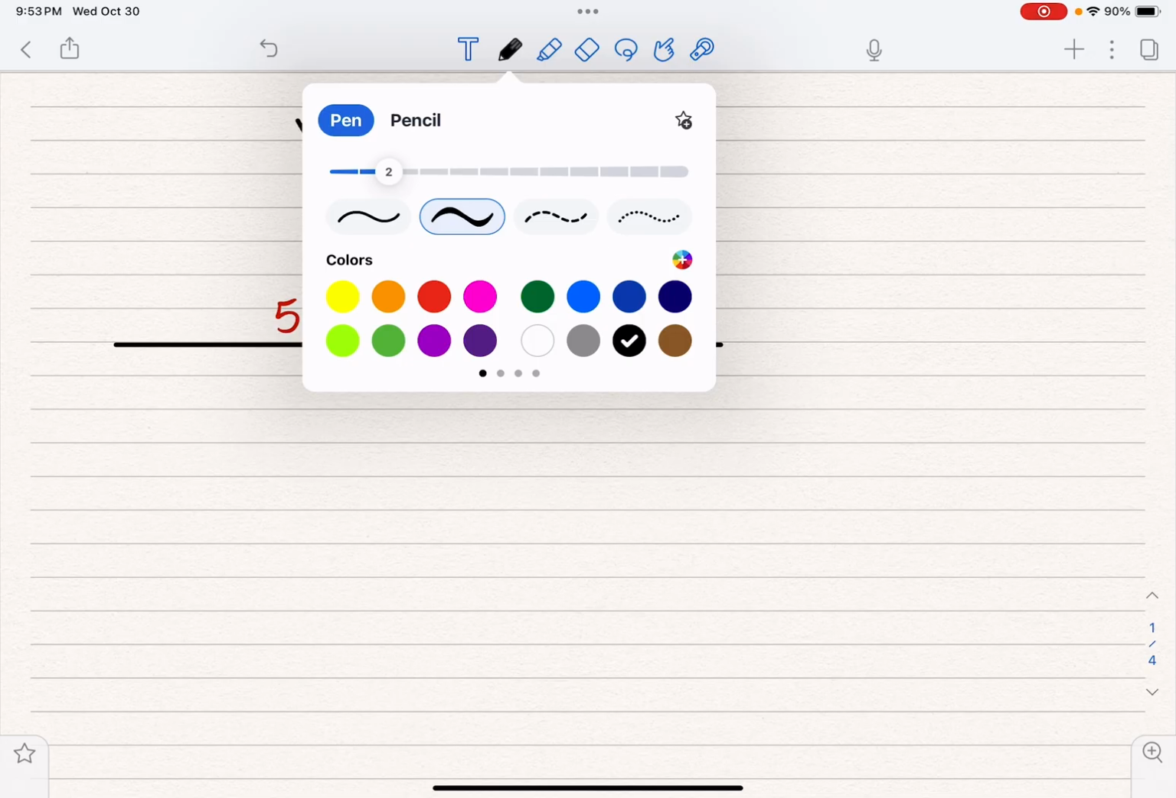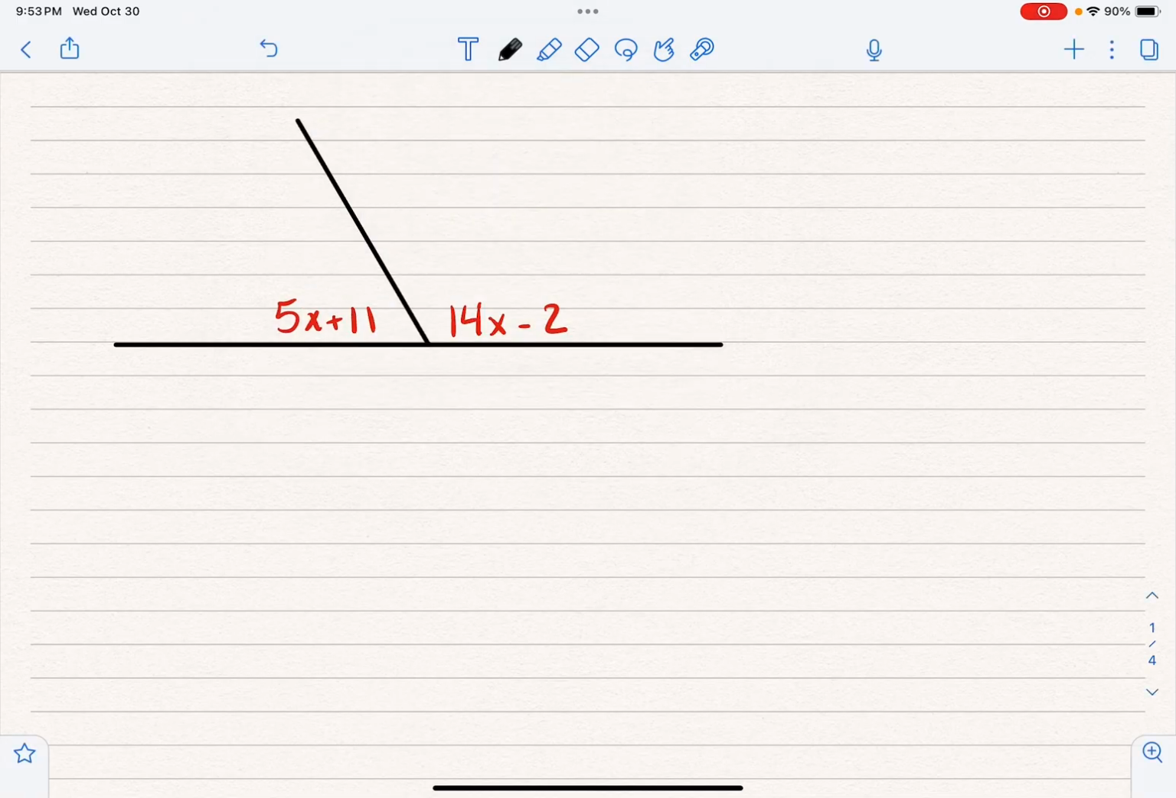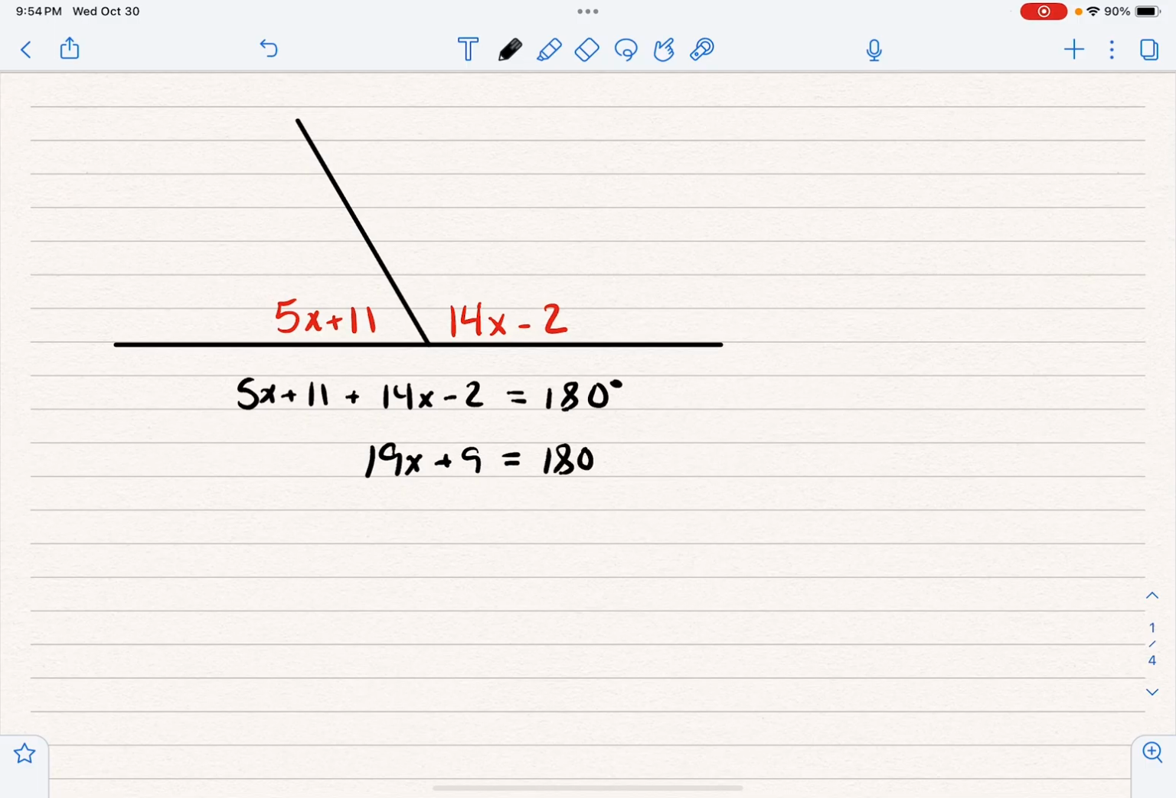And so for this first one, we can see that these are supplementary angles. And so we know then that 5x plus 11 plus 14x minus 2 must add up to be 180 degrees. We know that 5x and 14x is going to give me 19x. 11 and negative 2 is going to give me positive 9. So now we've got 19x plus 9 equals 180. We can subtract the 9 from both sides and get 171. Divide both sides by 19 and we get 9. So therefore x is 9.